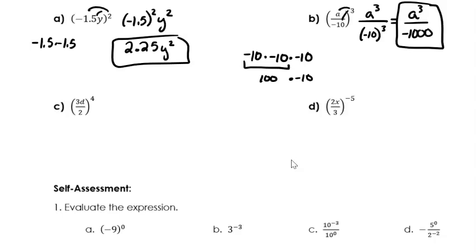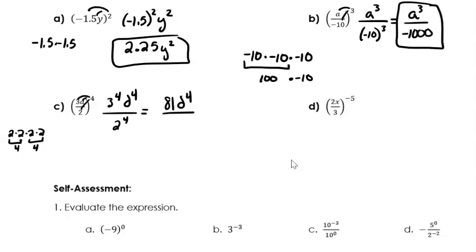All right, on this one, once again, we have a combination of a power of a quotient and a power of a product. This fourth power goes to everything, including the 3. So 3 to the 4th, d to the 4th, 2 to the 4th. And if we know what those are, 3 to the 4th is 3 times 3 times 3 times 3. That's 81. D to the 4th. And 2 to the 4th is 2 times 2 times 2 times 2, which is 16. So 81 d to the 4th over 16.